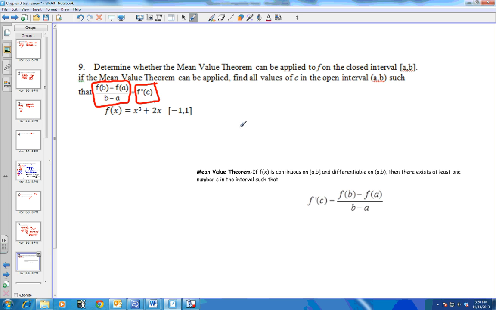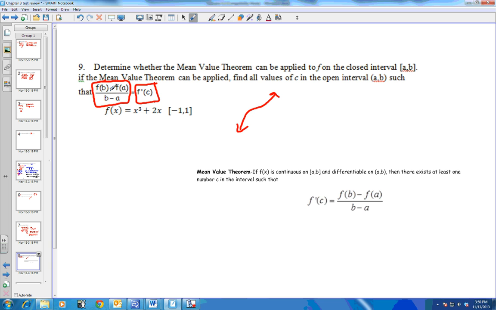What is x cubed? No, we don't know, but we know it's continuous always. Is it differentiable? Yes, when I take the derivative, it exists on this interval. Okay, so first of all, we have to make sure that it applies, and then we're going to do what it says. So let's do this part first.